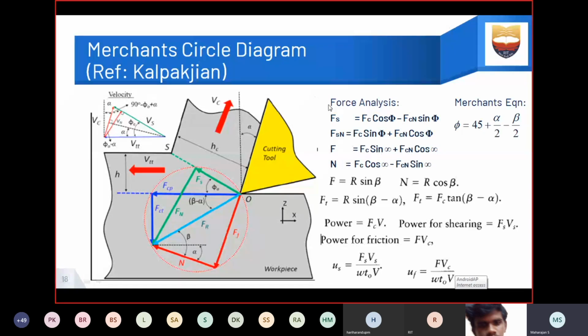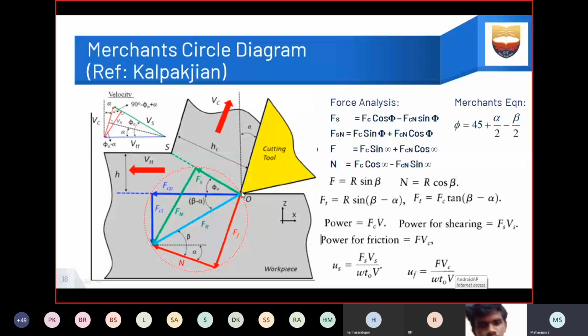These are all the formulas. For the shear force, how can we find the forces? These are all derivations; it takes almost 1 hour to derive all these things. So from these angles and forces, we can know the shear force, the force perpendicular to the shear force, the frictional force, and the force perpendicular to the frictional force. Power, what is meant by power? Power means Newton meter per second, that is called watt. Force into cutting velocity.